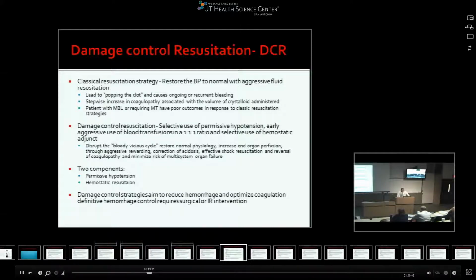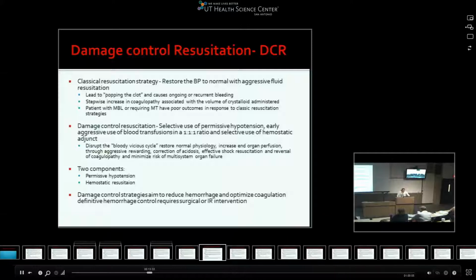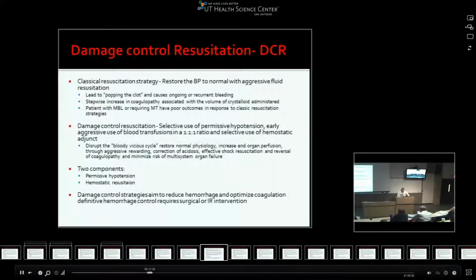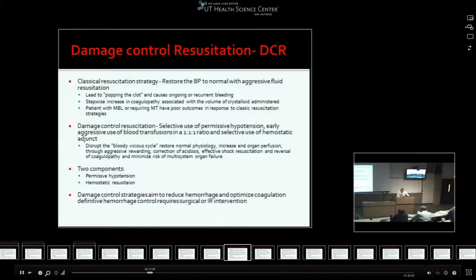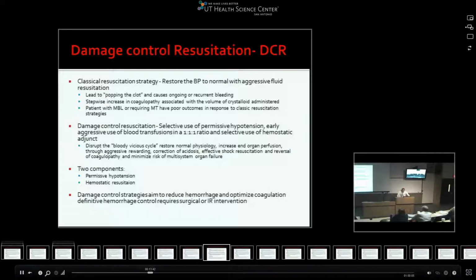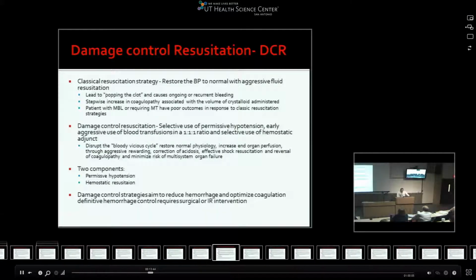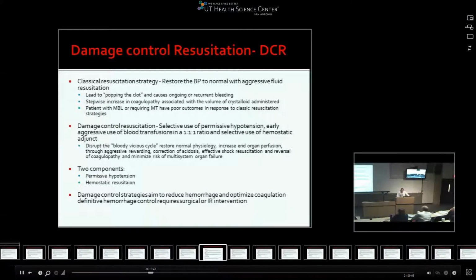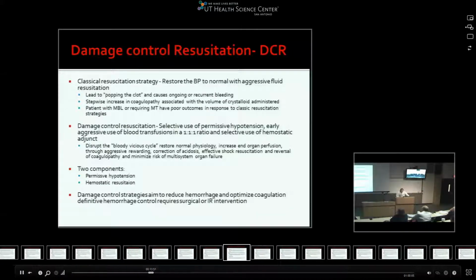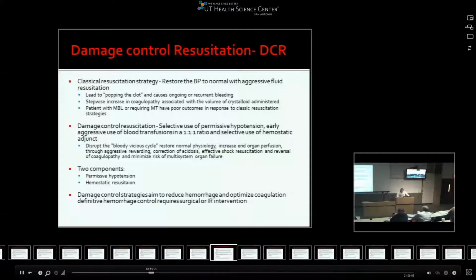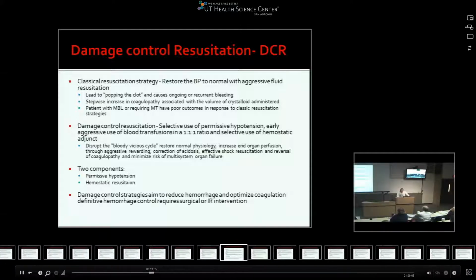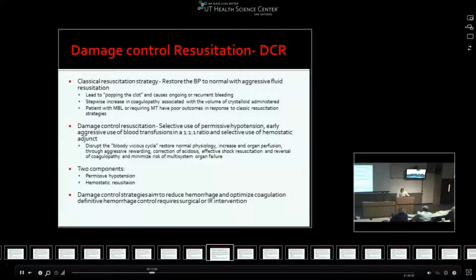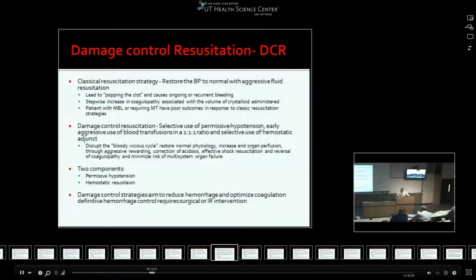So the practice has changed more to the damage control resuscitation approach, which promotes selective use of permissive hypotension, early aggressive use of blood transfusions in a 1:1:1 ratio, and selective use of hemostatic adjuncts. The goal is to disrupt the bloody vicious cycle, restore normal physiology, increase end organ perfusion through aggressive rewarming, correction of acidosis, effective shock resuscitation, and reversal of coagulopathy, and minimize risk of multi-system organ failure.